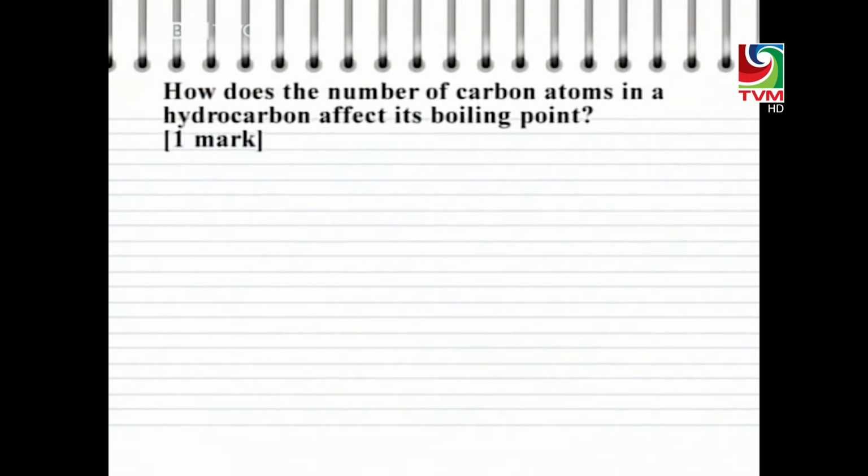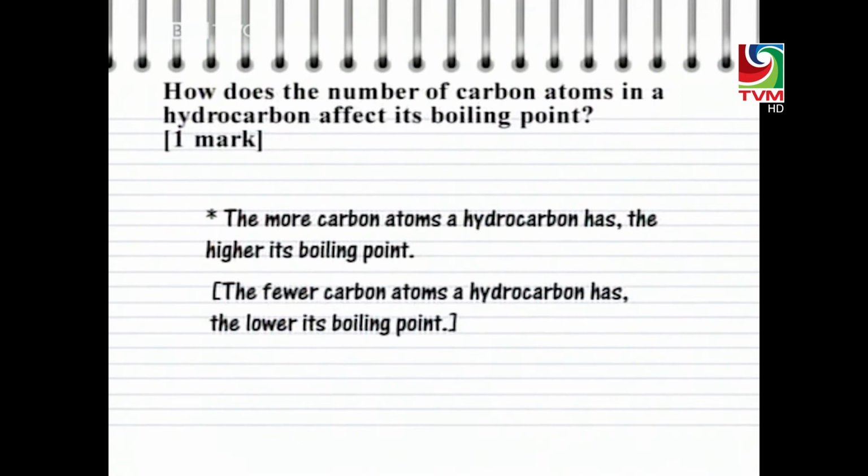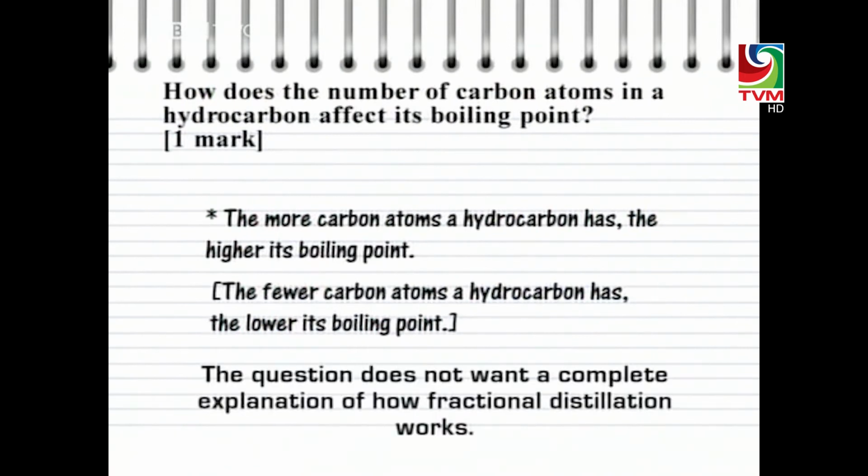Here's a variation. How does the number of carbon atoms in a hydrocarbon affect its boiling point? The more carbon atoms a hydrocarbon has, the higher its boiling point. It would also be correct to say that the fewer carbon atoms it has, the lower its boiling point. And again, for one mark, the question does not want a big explanation of how fractional distillation works.